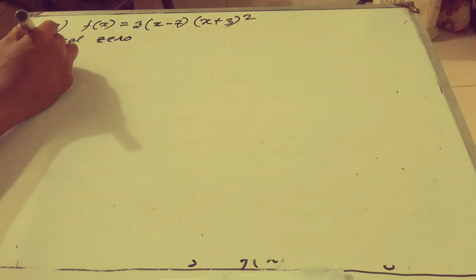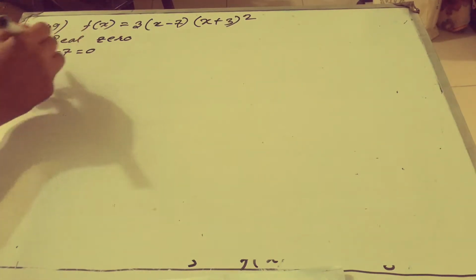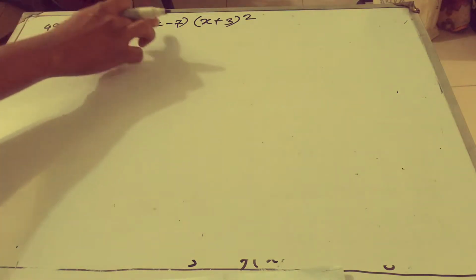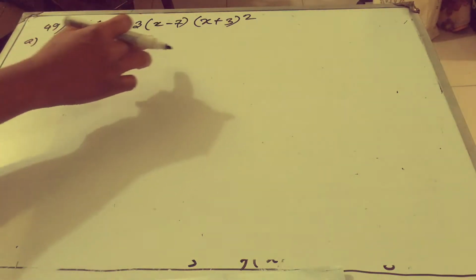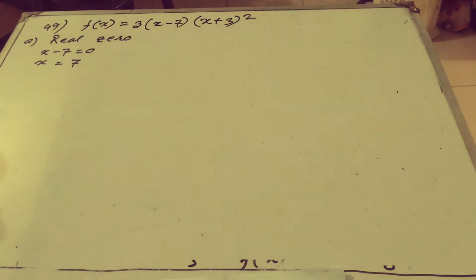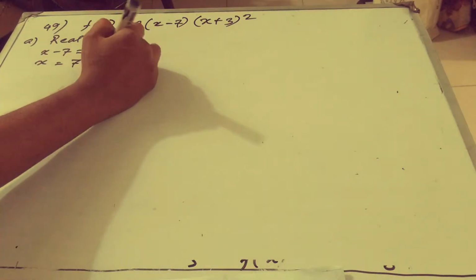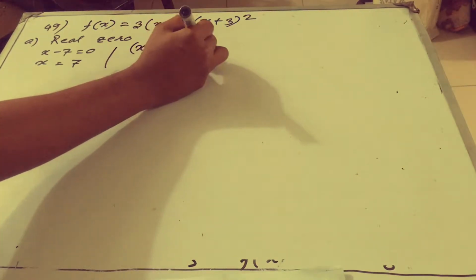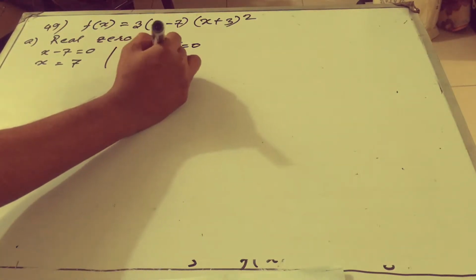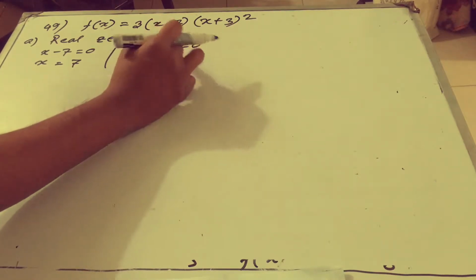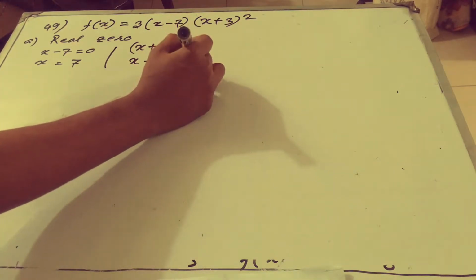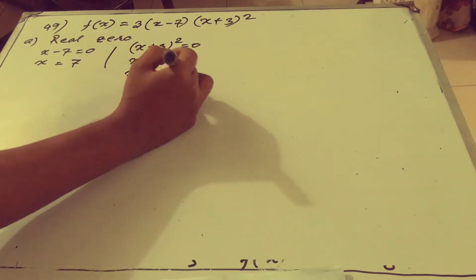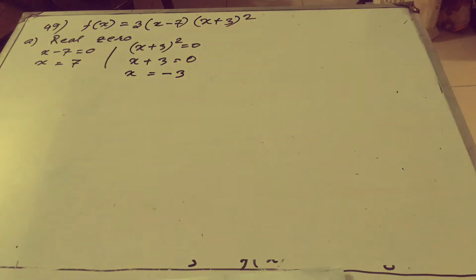To find the real zero, we consider this equal to 0. So we get x equals 7. If we put 7 here, 7 minus 7 equals 0, then 0 into the whole thing equals 0. Another real zero comes from (x plus 3) whole squared. If we send the square to the other side, it becomes the square root of 0, which is again 0. Then x equals minus 3. So these are the two real zeros for this function.